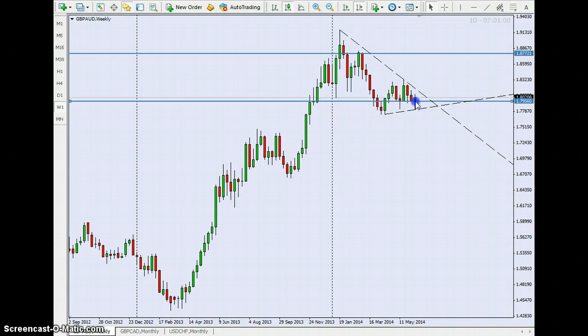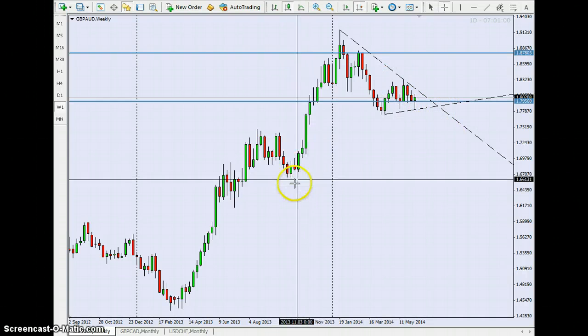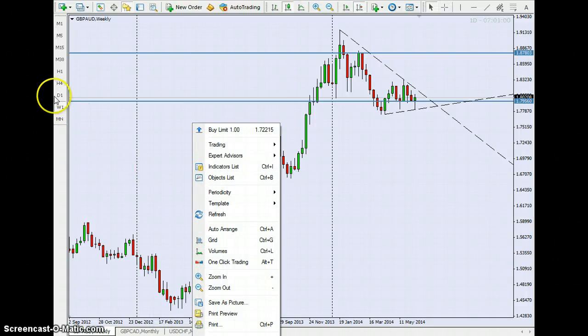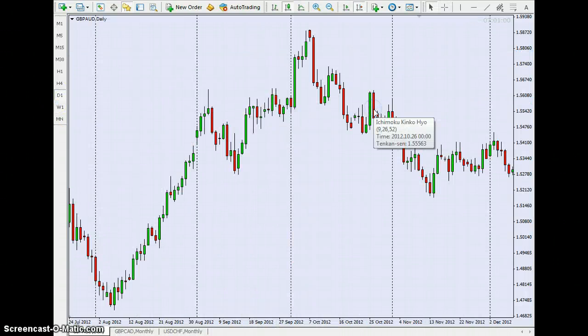So I'm going to tighten up my channel right here. What I'm looking at essentially is it could possibly, looking heavy sitting here on the support line, break down, and if we can get a break behind here, we could look at something down to here lower. Now what I want to do is jump down to my daily.